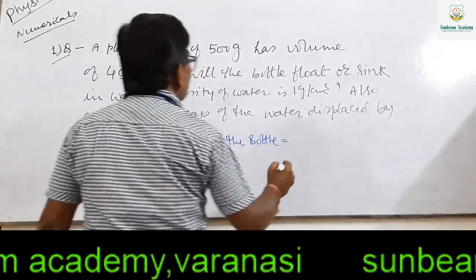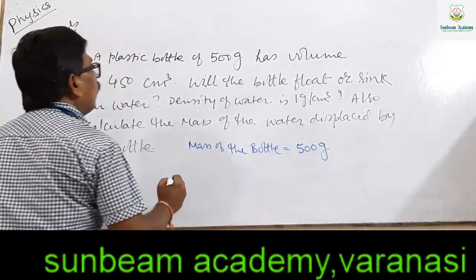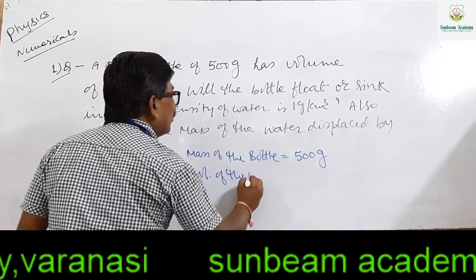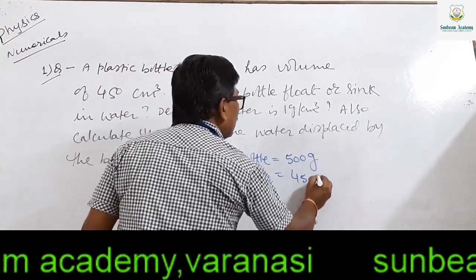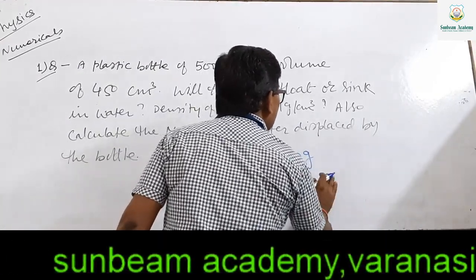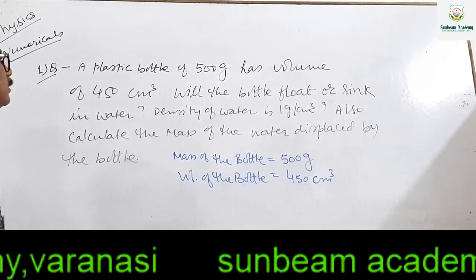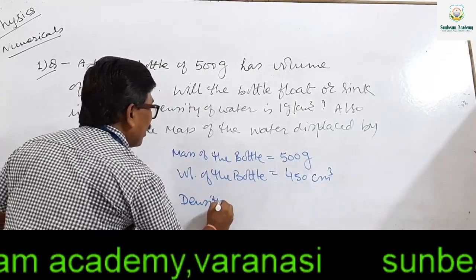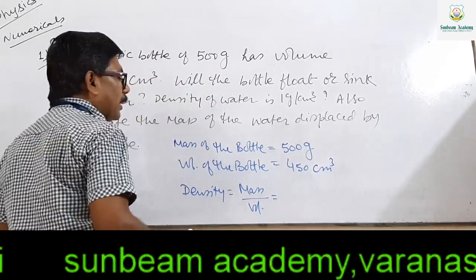bottle is equal to how much? 500 gram, and volume of the bottle is equal to 450 centimeter cube. What we have to find first? Density of the bottle. Density is equal to mass by volume. Mass is equal to how much?